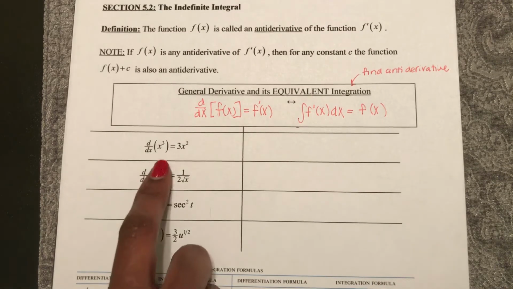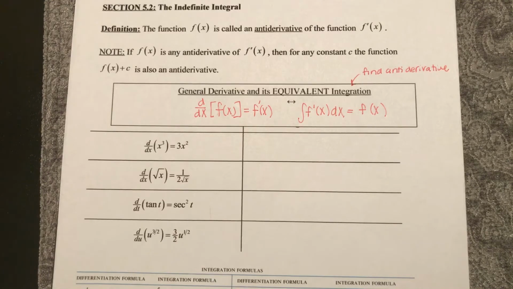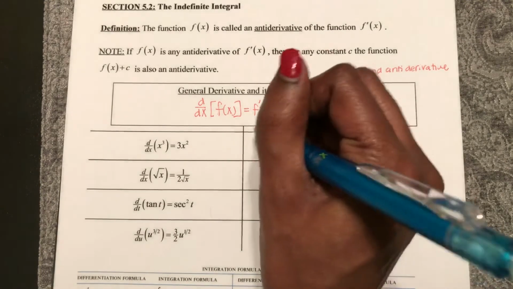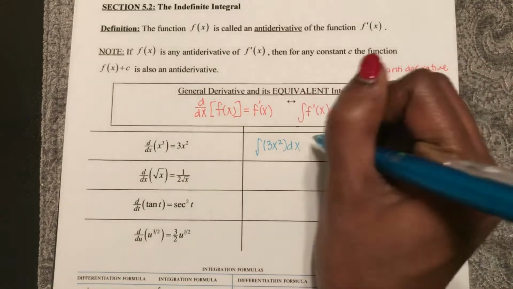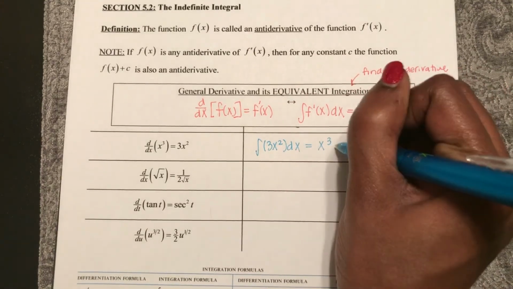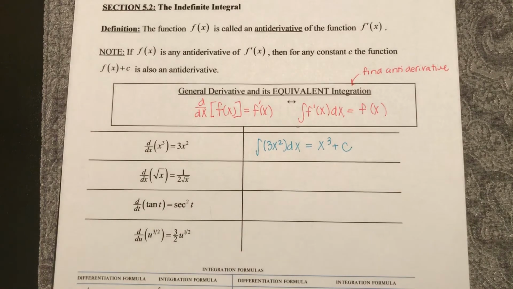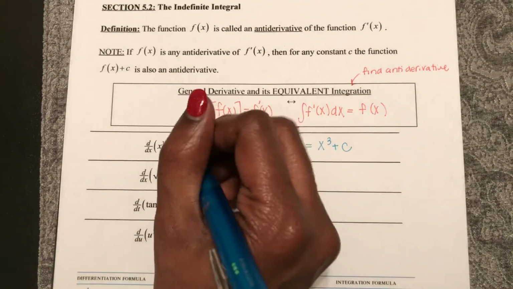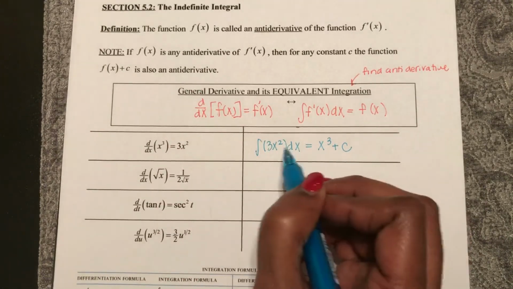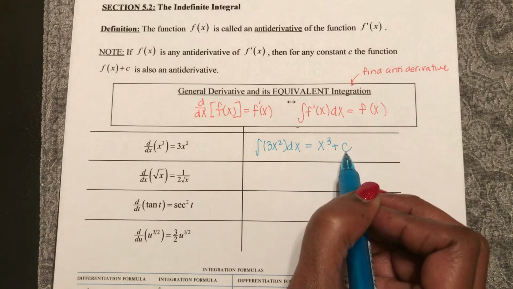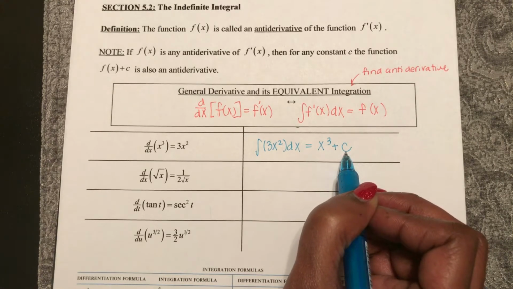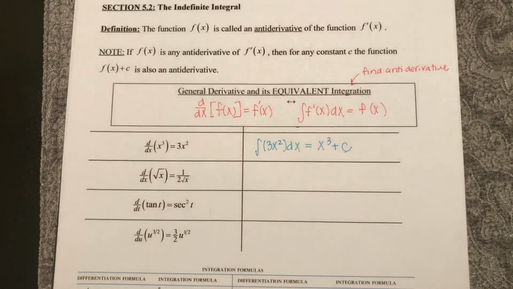The derivative of x cubed is 3x squared. So its equivalent integral tells me that the integral of 3x squared dx is going to equal x cubed plus c. Because remember that if we had 3x squared plus 0, a constant differentiates to be 0.